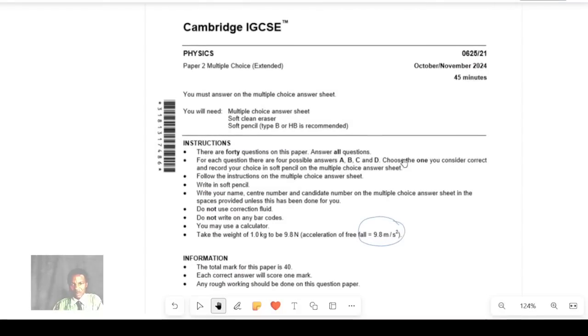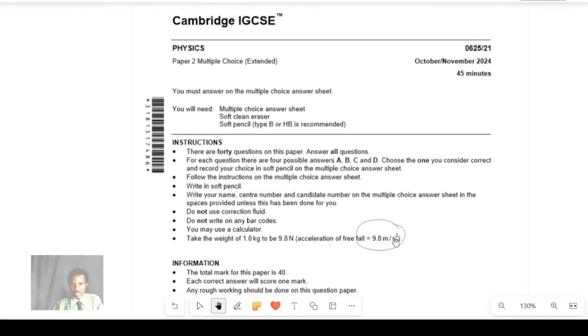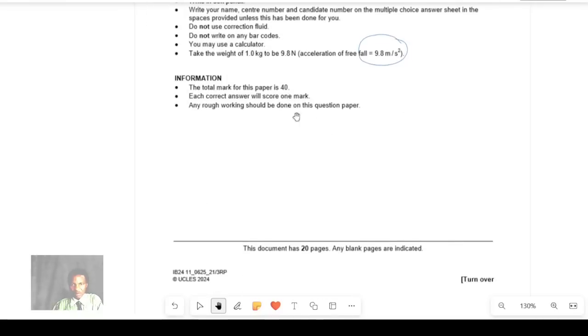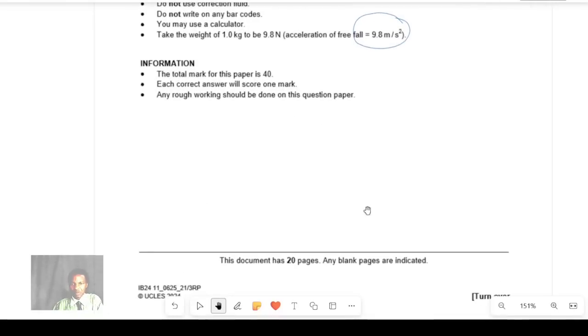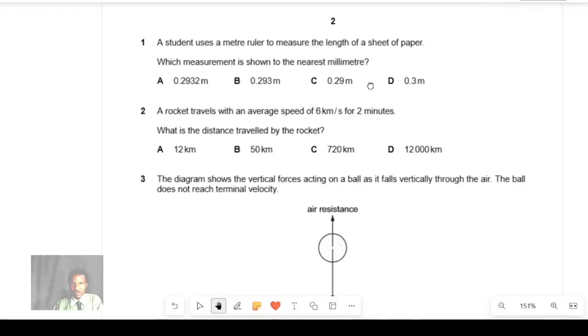Alright, the major constant you are expected to use in this examination question paper is acceleration due to gravity, 9.8. So the total mark is 40 marks. So let's look at it.